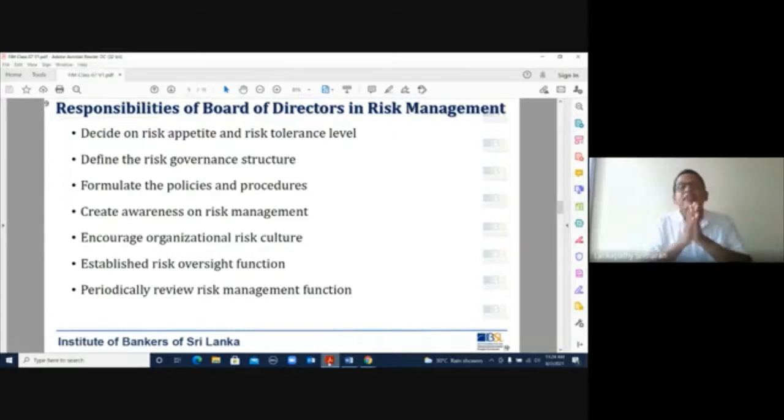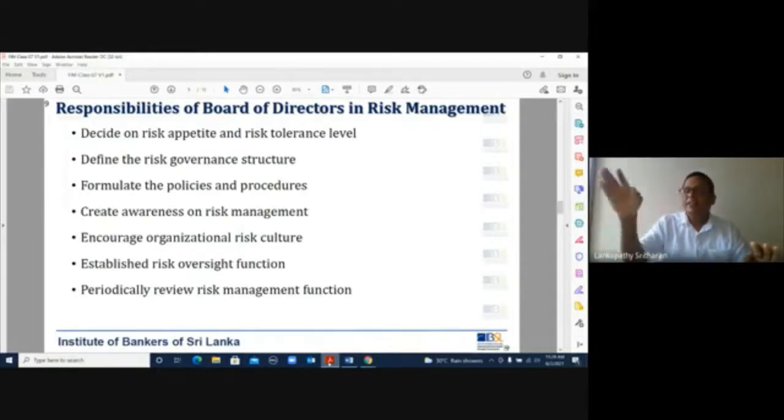So deciding on the risk appetite and risk tolerance of risk management is a responsibility of the board of directors. And define the risk governance structure. What is the risk governance structure? Whether it is integrated risk management or silo-based risk management, what framework they are going to follow, whether they are appointing a chief risk officer, whether they are going to have a centralized risk management department, whether they are going to amalgamate the compliance function with the risk management function, or have a separate function. All of the governance structure will be defined by the board of directors.